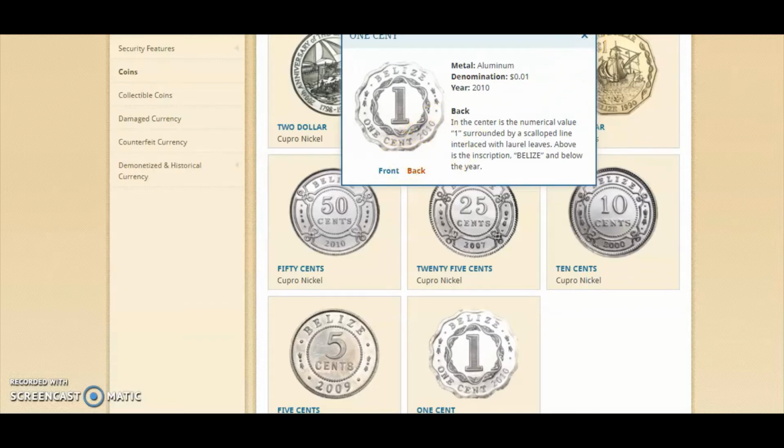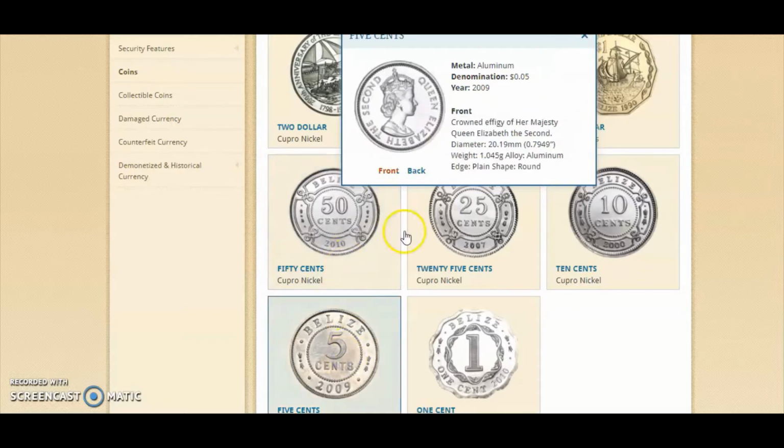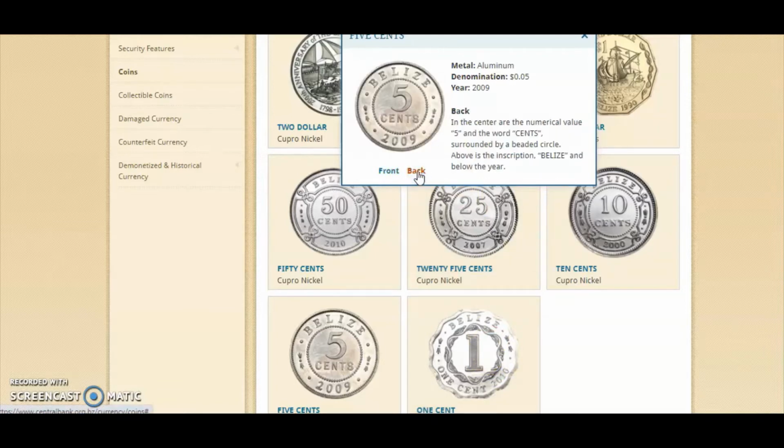So let's go ahead and take a look at the 5 cents. This is the second smallest money value that we have. It's worth 5 cents, which means 5 of the single 1 cent here. Again, the front has Queen Elizabeth II. Let's take a look at the back. The back has the value 5 cents, our country's name, Belize, and the year that this particular 5 cents was made was 2009, and it's surrounded with a beaded circle.